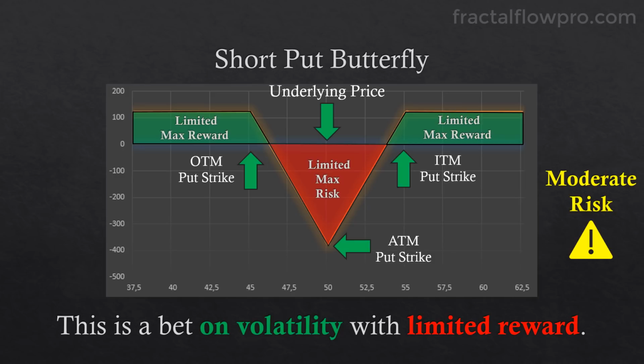In terms of risk, the maximum potential loss tends to be larger than the maximum potential reward, but all that needs to happen for a maximum profit is price moving away from the range of price determined by the outer strikes in either direction. The worst thing that can happen is price not moving at all from the at-the-money strike. This is a bet on volatility, but with limited reward and a maximum risk that tends to be larger than the maximum reward, so this is a moderate risk strategy.